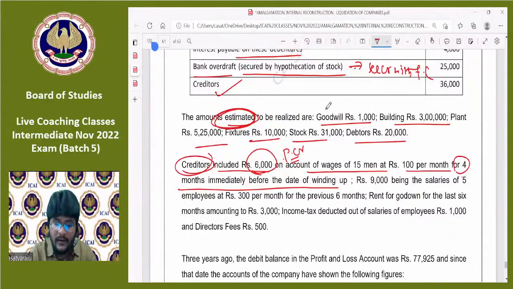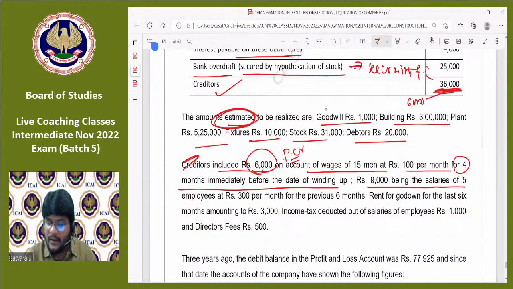Regarding the creditors, he is talking. Here, the creditors amount total was 36,000. Out of this 36,000, 6,000 is a preferential creditor straight away. Rupees 9,000 being the salaries of 5 employees at 300 rupees per month for the previous 6 months.